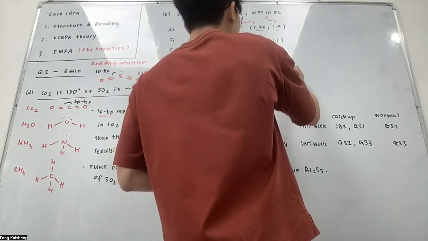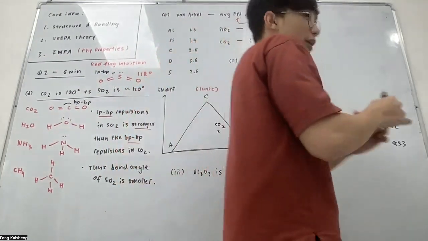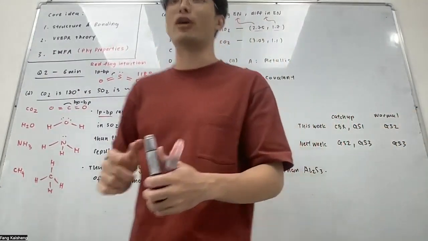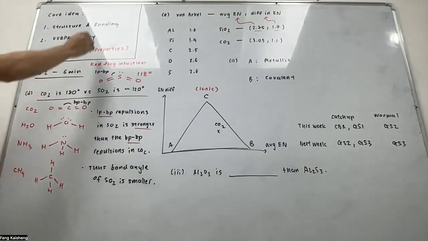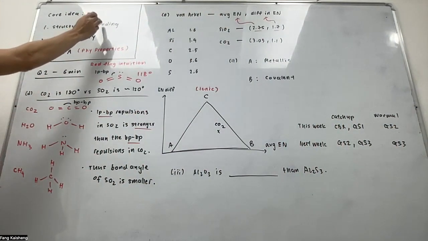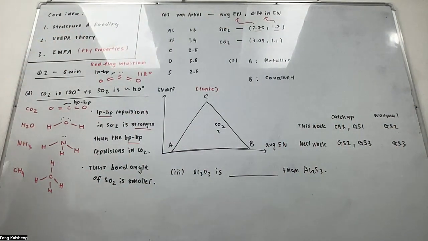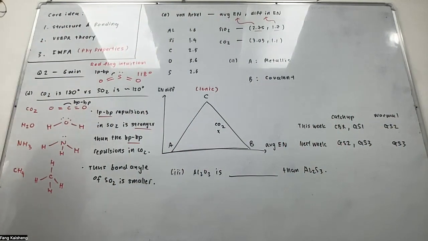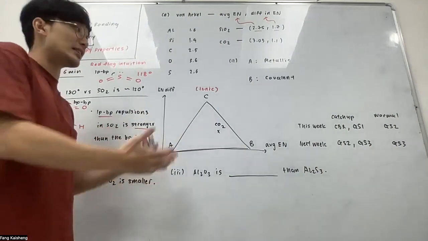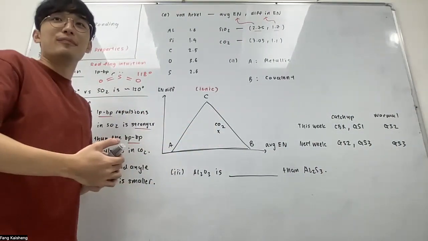Now, how do I derive these answers? Number one, if you're going to write ID attractions or all that, wrong instantly. They ask for type of bonding. Please highlight that. Bonding, come back to your core idea. It is your structure and bonding, not intermolecular force. How do we know that? Honestly, it's not very difficult because you look at the graph. What's the similarity of A and B?